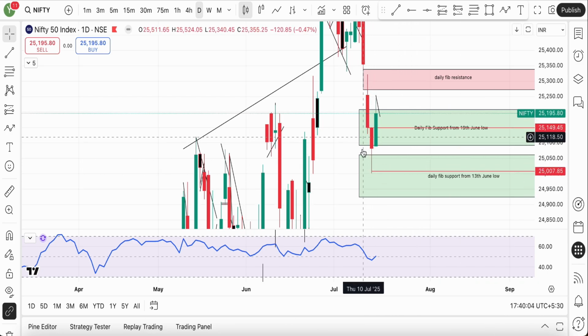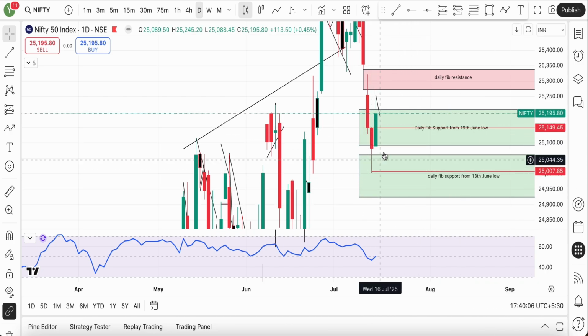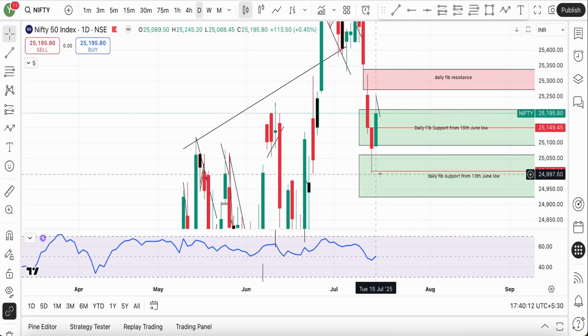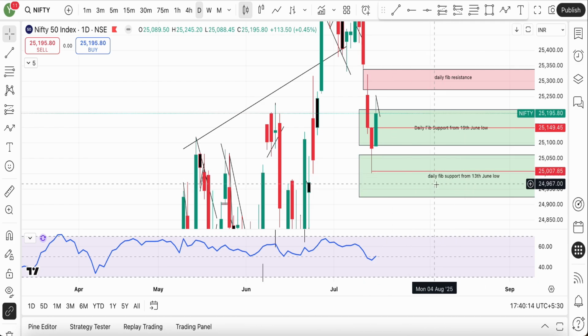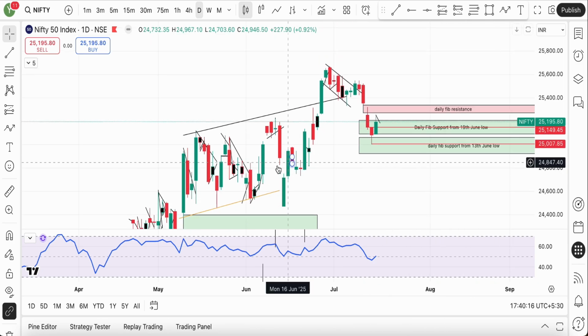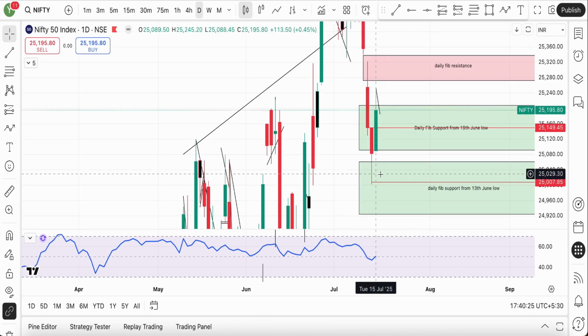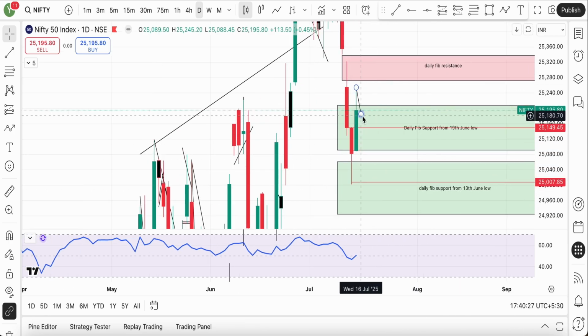Like I told you yesterday, yesterday's candle, although red in color, had a large bottom wick from our support area, right? And this is not just any support area. This is the daily fib support from the 13th June low. So this is the 13th June, the fib retracement of the entire up move which was there. So this is a very strong support area, and as you can see, we have taken a good support from here.